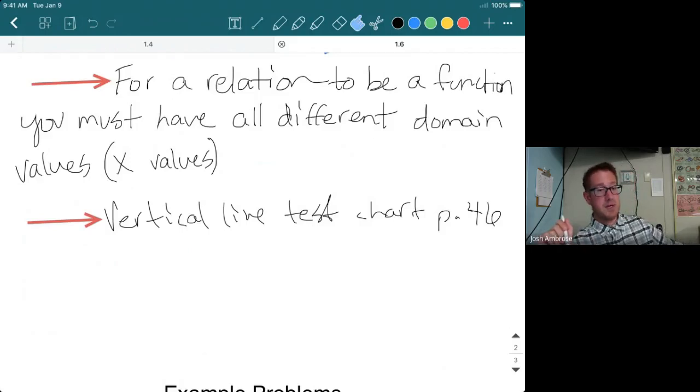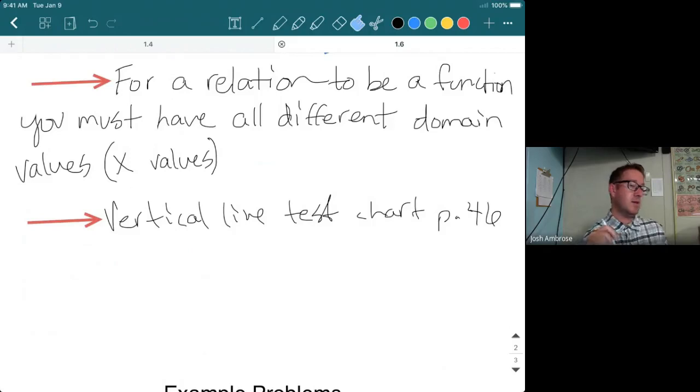Probably go ahead and copy that chart down, because that chart tells you, just by looking at a graph, if it's a function or not. You see the first graph has that wavy line. If you draw vertical lines going through that graph, you will only hit that wavy line one time. If you only hit the line one time, the answer is yes, it's a function.